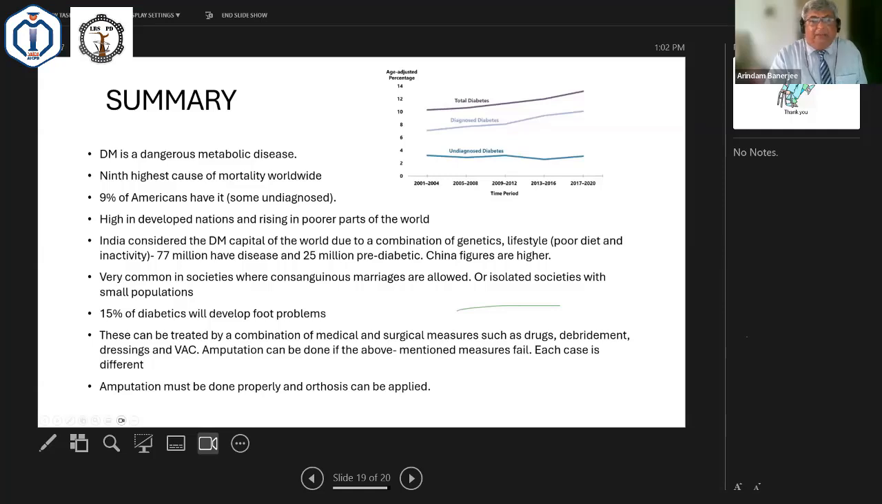15% of diabetics develop foot problems. These foot problems can be treated with a combination of medical and surgical measures: drugs, debridements, dressings, vacuum-assisted closure, and of course there is reconstruction, which has been discussed in earlier chapters. Amputation can be done if the above measures fail. Sometimes the patient also presents late. Remember, every case of diabetic foot is different. Every ulcer is different. You have to think about the problem closely before you come to a solution.